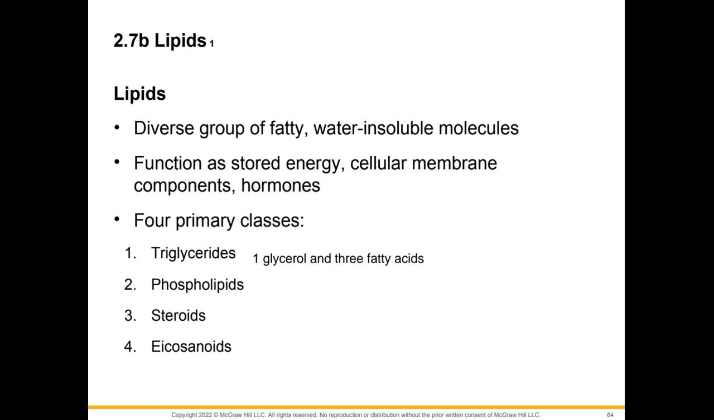But another kind of lipid that you often see is phospholipid. It has a polar and a nonpolar part. A molecule that has a polar and nonpolar part is known as what?